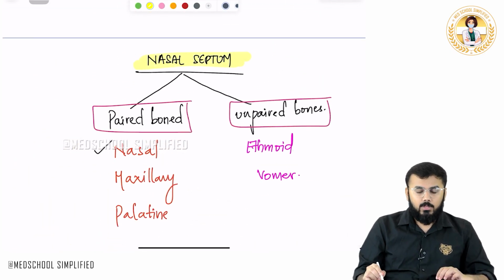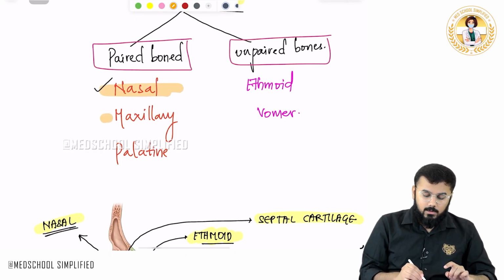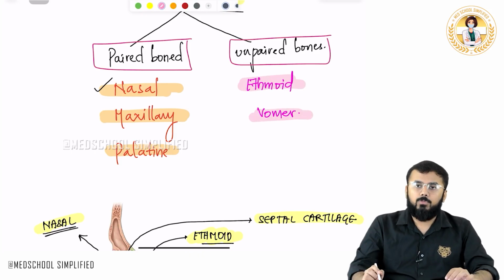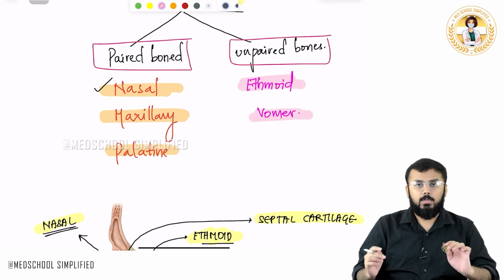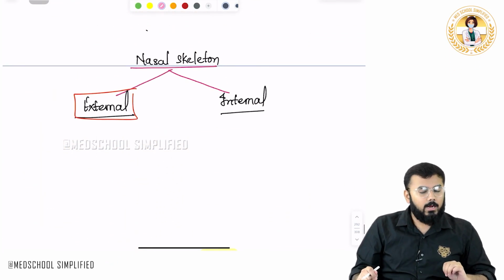Out of these, the paired ones are the nasal, maxillary and palatine. The unpaired ones are the ethmoid as well as the vomer. So these are the structures you need to know. This is all you need to know regarding the nasal skeleton.